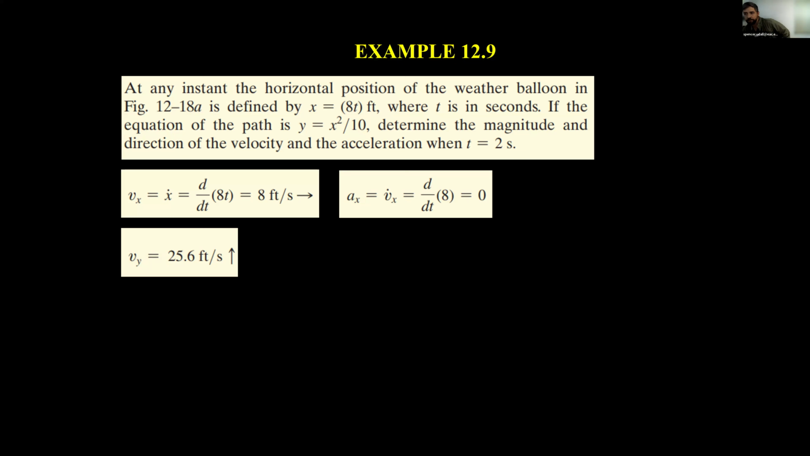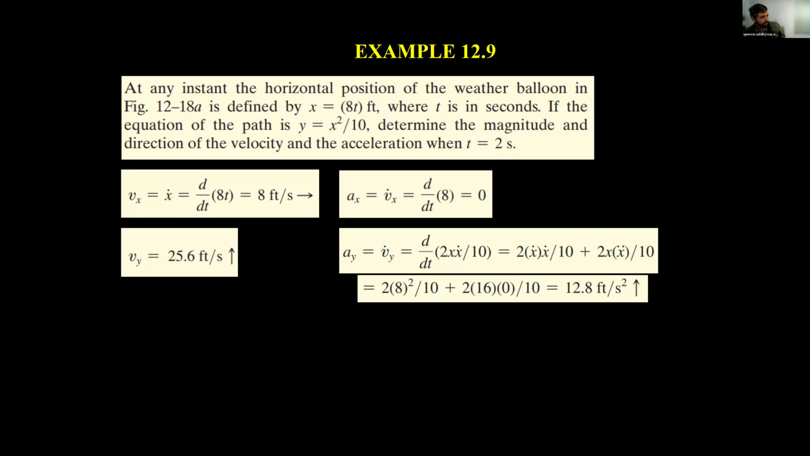Our y component, and the book's going to call it v dot, which works too. Or you could call it y double dot, might as well. So now we're taking the derivative of what we got for y, the velocity y dot, right? So that was 2x times x dot divided by 10. So now thinking calculus-wise, what do we need to do there? We've got a function times another function.